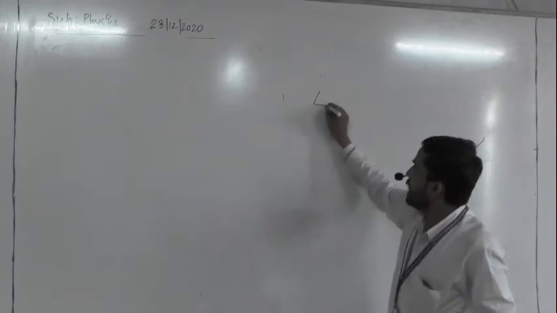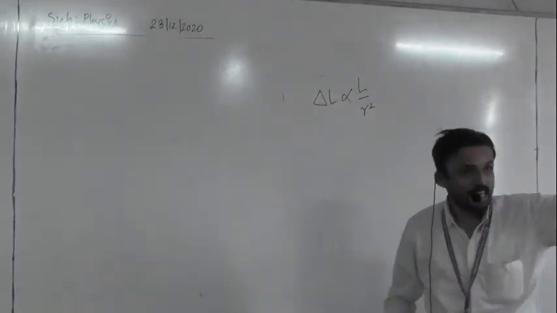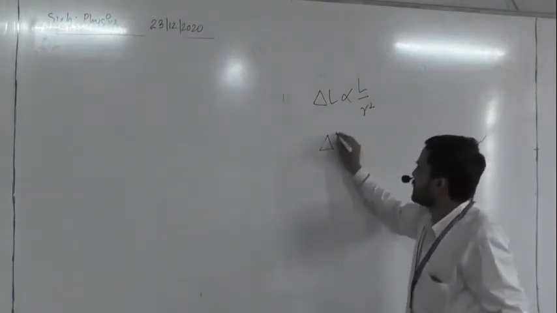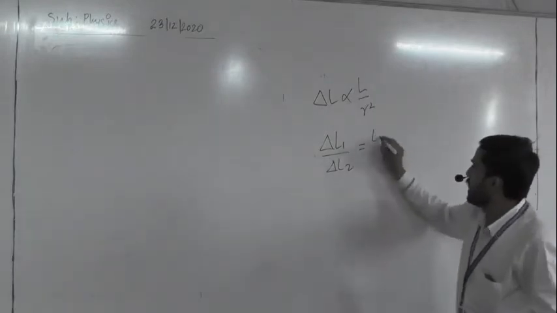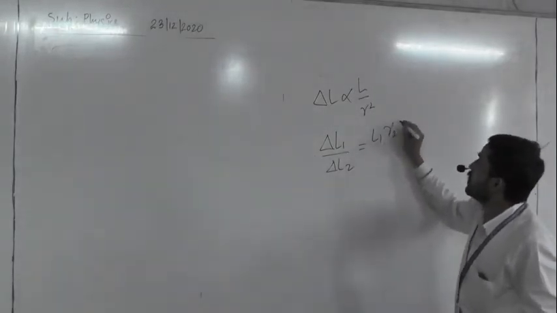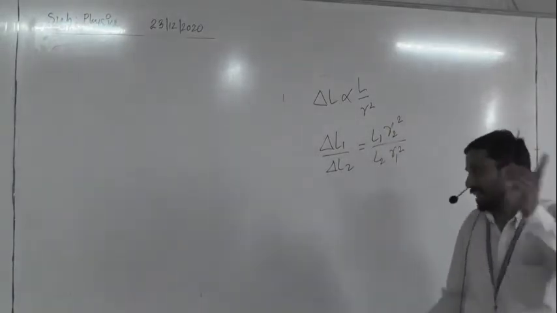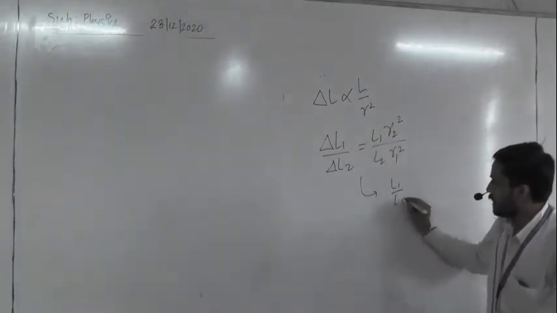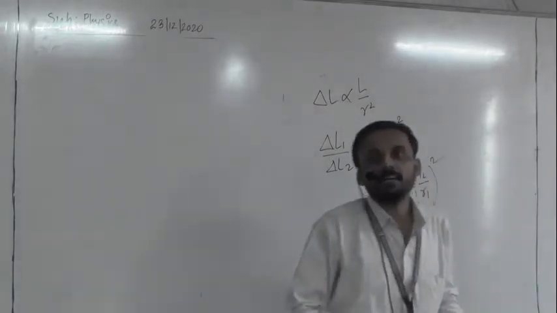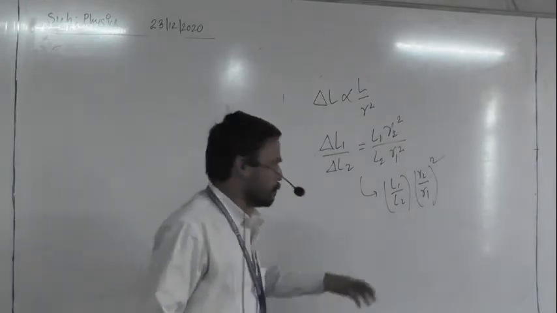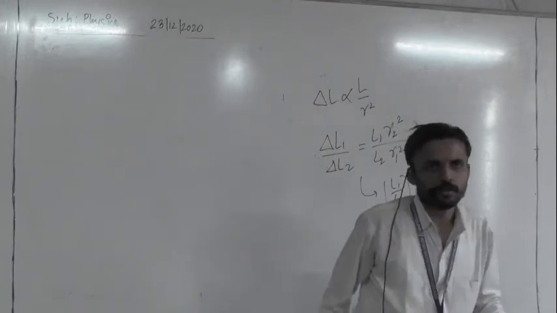If delta L is proportional to L by r squared, then for given two sets of wires, I can write delta L1 upon delta L2 is equal to L1 r2 squared upon L2 r1 squared. So it is also usable as L1 upon L2 into r2 upon r1, whole squared. Getting the point?